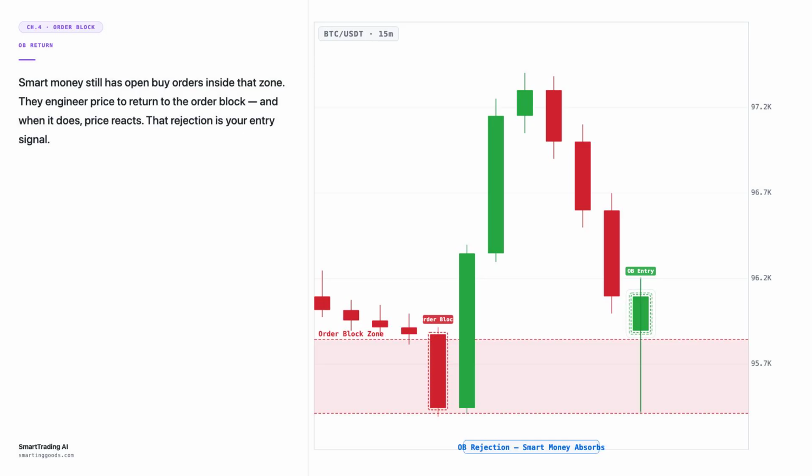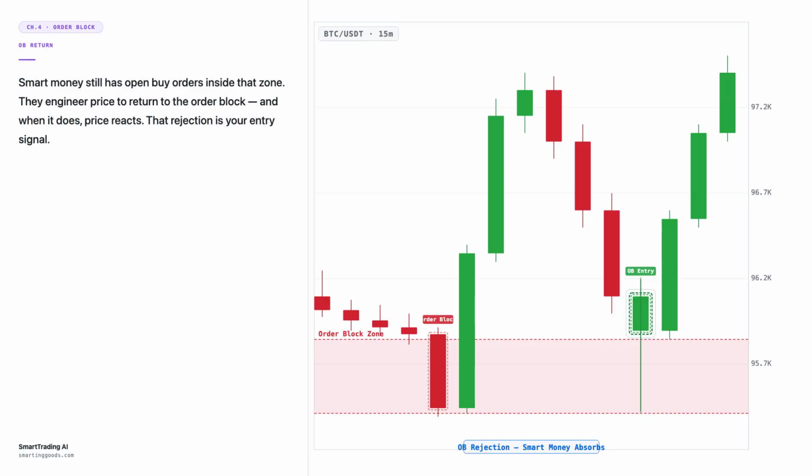Price rips away from that zone with strong, impulsive momentum, leaving behind a fair value gap in many cases. That gap and that order block zone are where institutional buy orders were partially filled. Here is the key insight. Not all of those orders got filled. Smart money still has open buy orders sitting inside that zone. So they engineer price to return to the order block zone. And when it does, price reacts. That rejection is your entry signal.